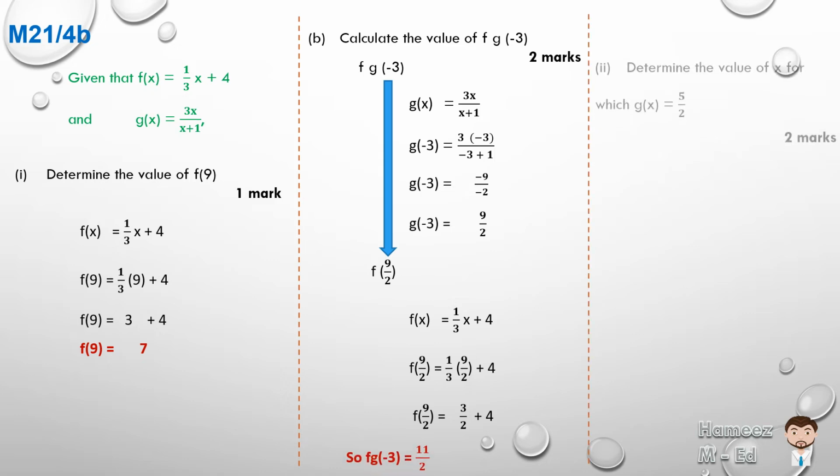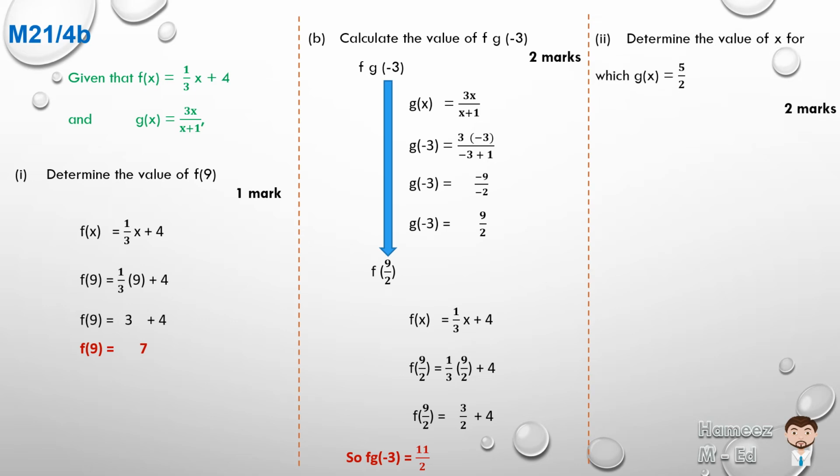Part 2. Determine the value of x for which g of x is equal to 5/2. So let's write the formula. g of x is equal to 3x over x plus 1. And we know g of x. That is 5/2. So let's replace it. So we're going to say 5/2 is equal to 3x over x plus 1. And we could put brackets around them.